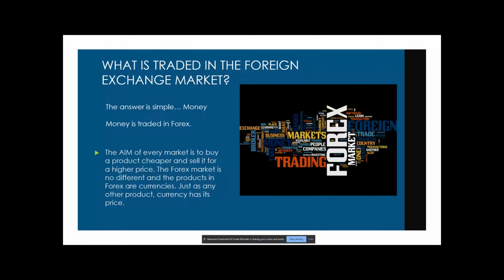Forex is the same way. You want to buy when the currency is low and you want to sell when the currency is high. So when you buy that currency when it's low, you want to hold that currency until the value of that currency rises so you can make a profit.